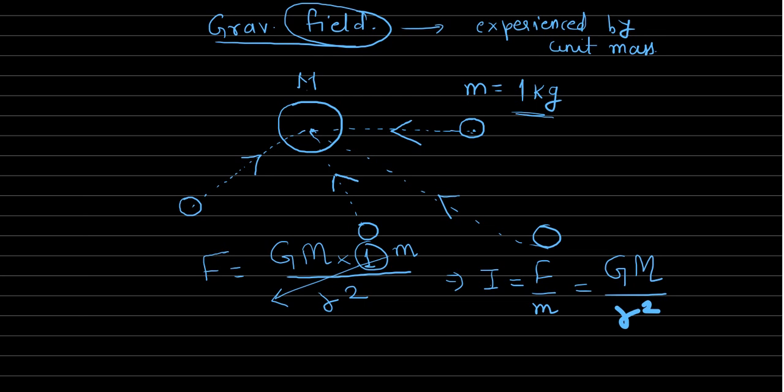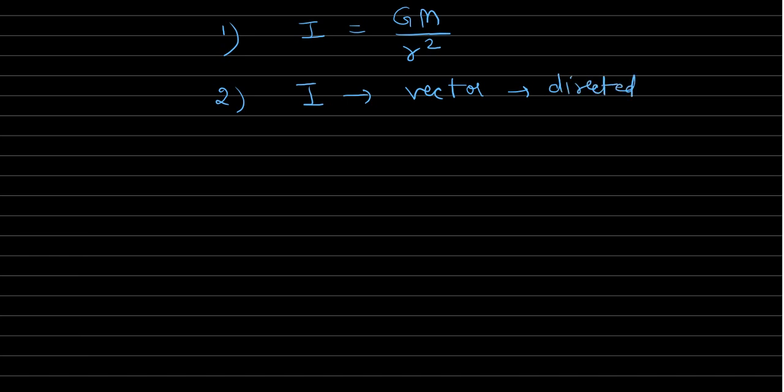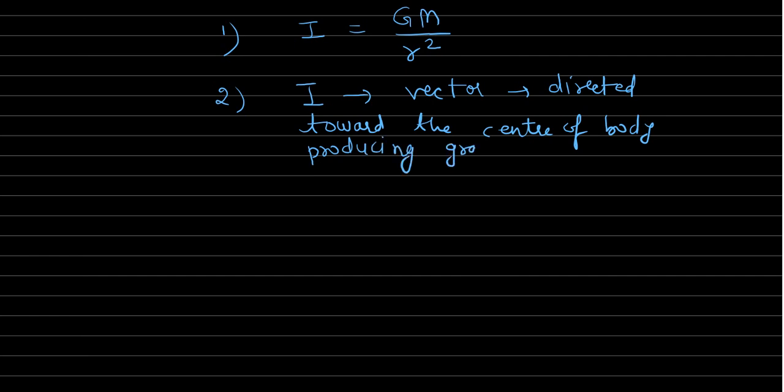Obviously, this is a vector quantity, so you may note down the first point as intensity of gravitational field is equal to GM upon r square. Then second, intensity of gravitational field is a vector quantity which acts, अब इसमें कुछ ना कुछ डायरेक्शन होना चाहिए ऑब्वियसली, अगर ये वेक्टर है तो वेक्टर होने के कारण इसमें डायरेक्शन कहाँ होगा, this intensity is directed towards the center of body producing gravitational field.